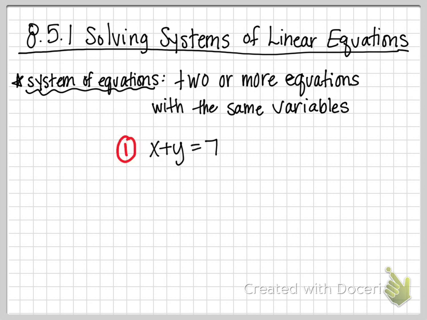So here's an example of a system where we have two separate linear equations. The first one is x plus y equals 7, and the second one is 2x minus 3y equals negative 11. And the reason this is a system is because it's two separate equations, and they have the same variables. They both have an x and a y. So we would call this a system of linear equations.